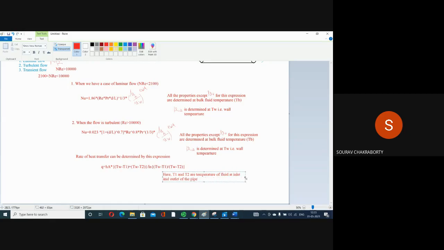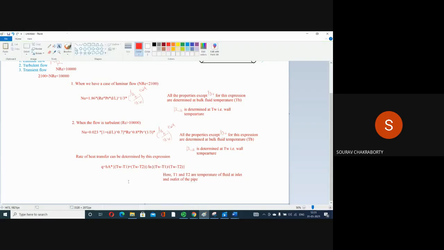When the fluid is flowing through the pipe, at the entrance section and the exit section, T1 shows the temperature of the fluid at inlet and T2 shows the temperature of the fluid at outlet of the pipe. So this is for this expression. Now in this particular expression, the term 1 plus (D by L) to the power 0.7 can be omitted when we are utilizing it for solving numericals. This particular term can be omitted if your L by D is greater than 60.